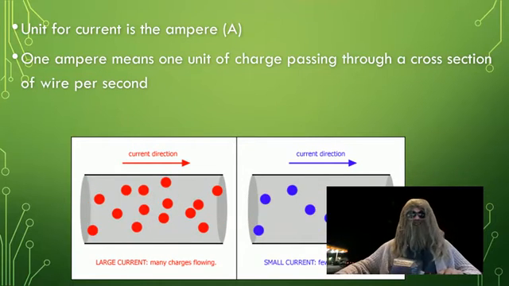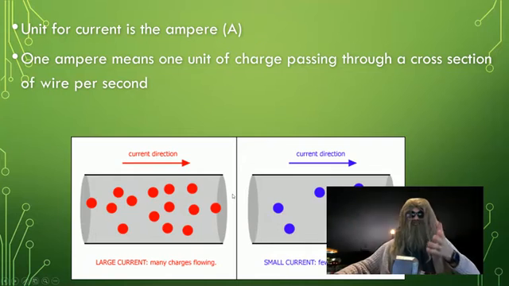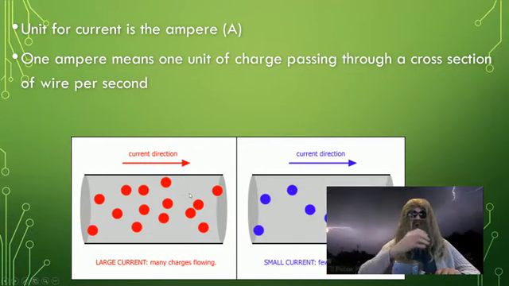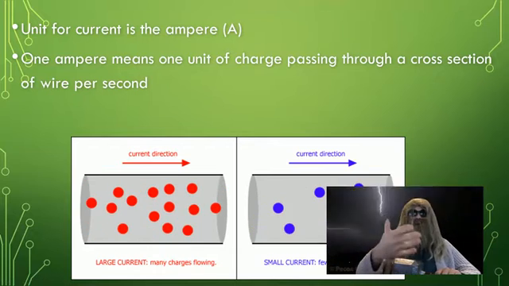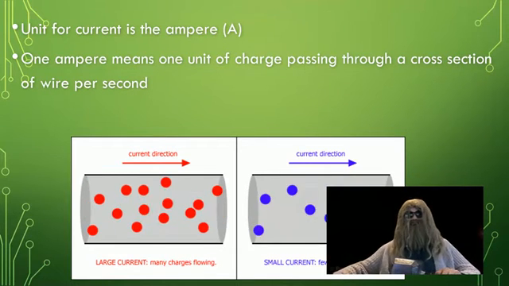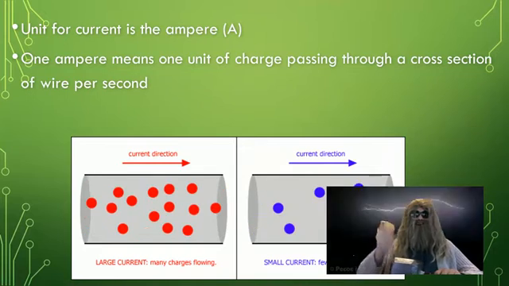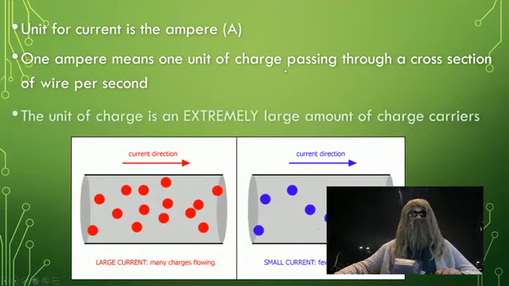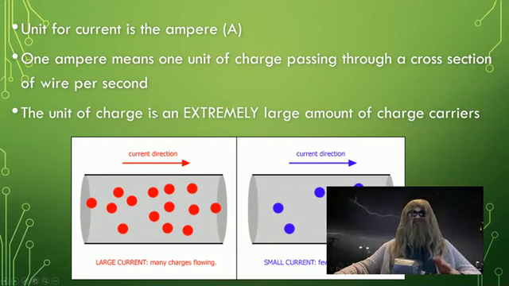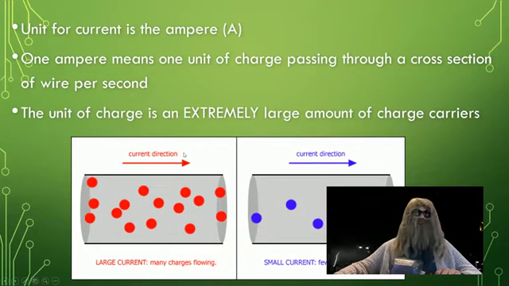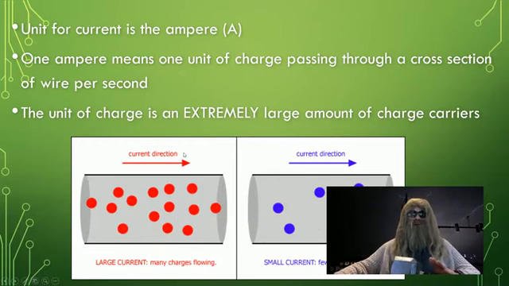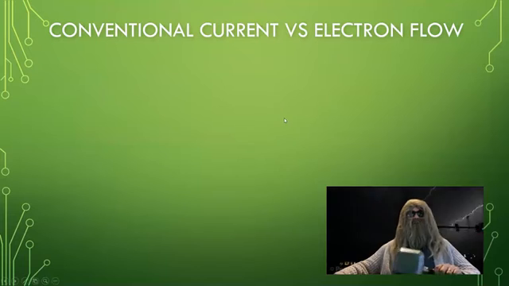So you're looking right now at a moving picture called a GIF, where you see these particles moving through the wire. Well, current is the movement of those particles, and it's going to happen over a certain period of time. So the unit of charge is an extremely large amount of charge carriers. Those charge carriers are not important right now to know.